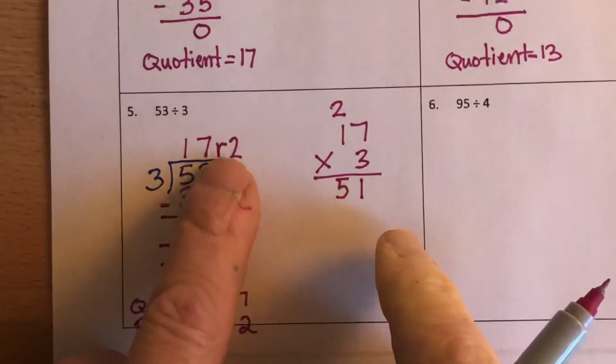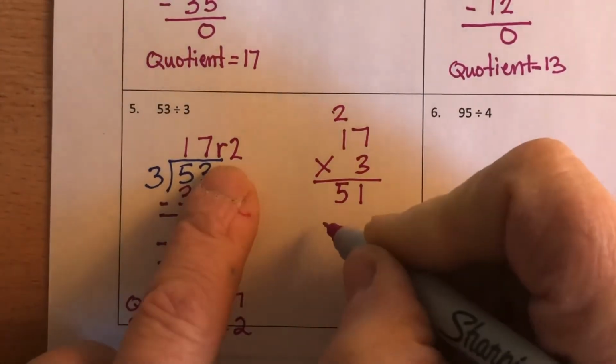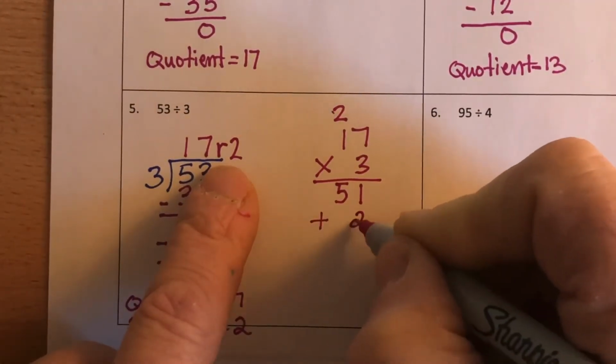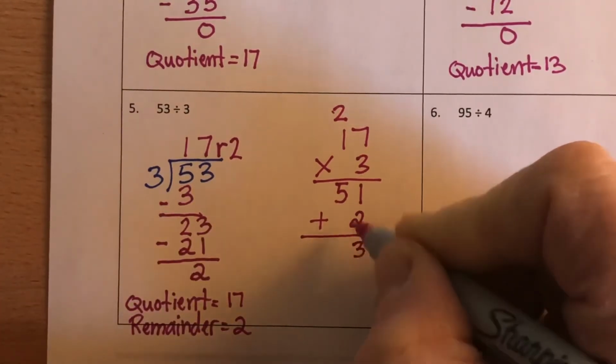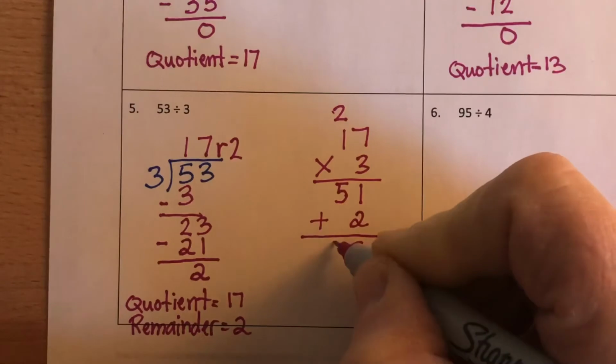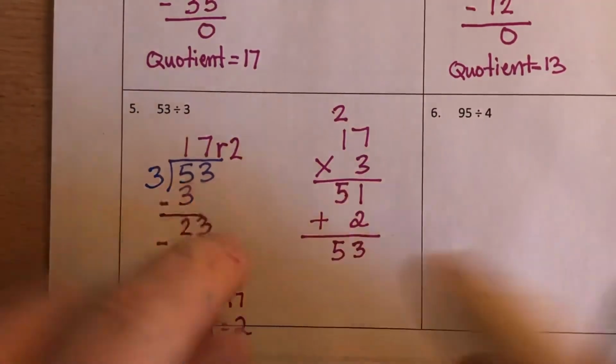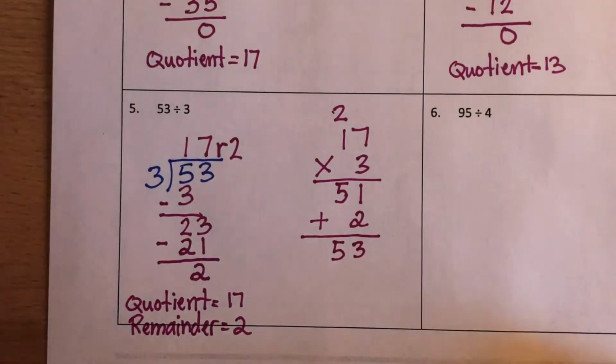Oh, I know what I need to do. I need to add that remainder back on. So I'm going to add 2 on. See what I get. 1 plus 2 is 3. 5 plus nothing is 5. 53, there it is. All right, I'm confident my answer is correct.